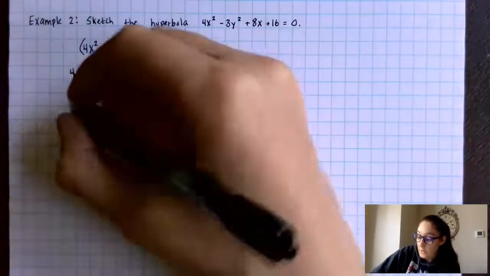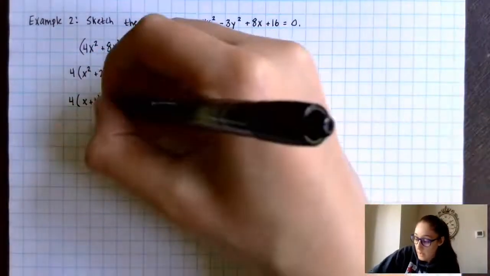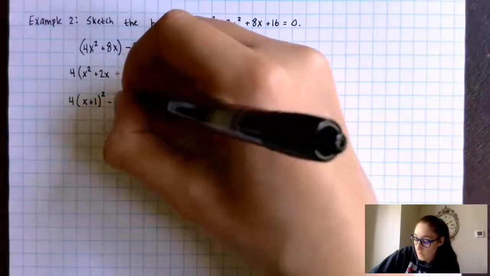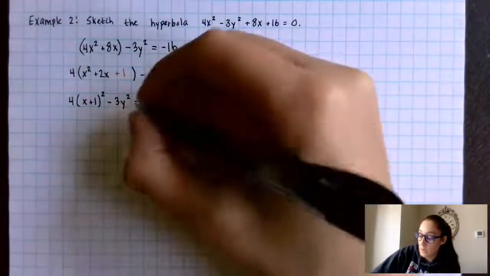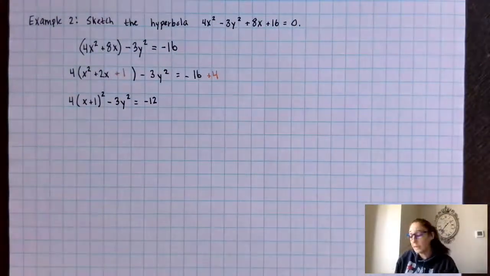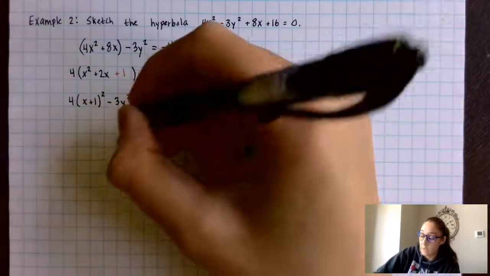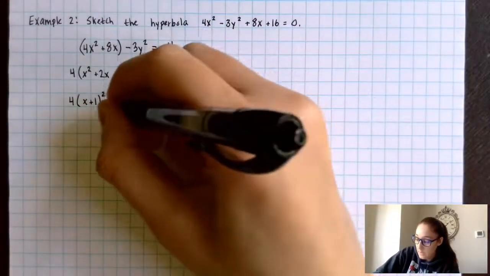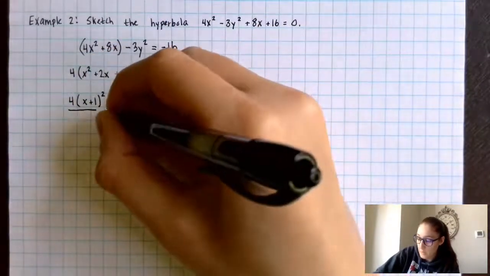Alright, so now let's go ahead and factor this. This would be factored into x plus 1 squared. I have a minus 3y squared equals negative 16 plus 4 is negative 12. Now this might be looking pretty weird, but we're going to fix it so that we don't have some odd things happening. Remember that this always has to equal 1, so I'm going to just divide everything by a negative 12 so that I end up getting a 1 there.